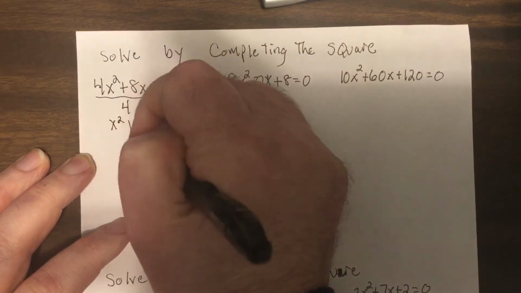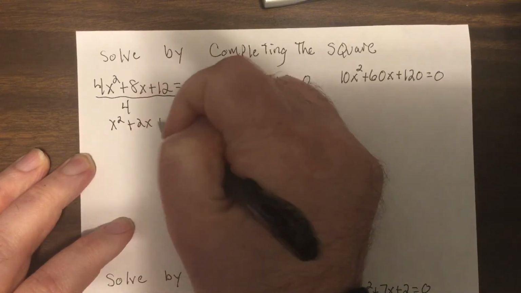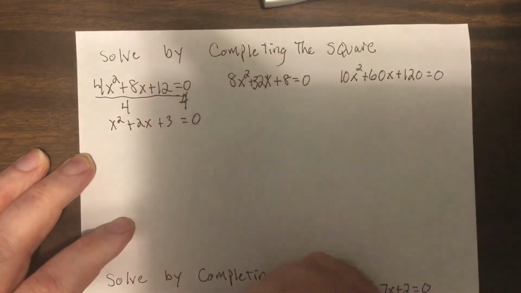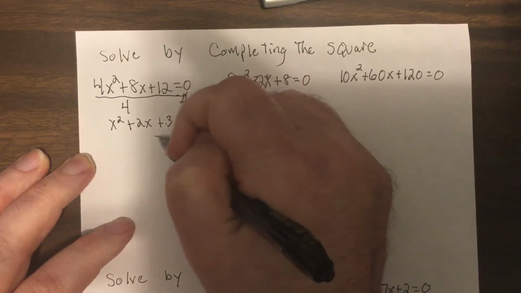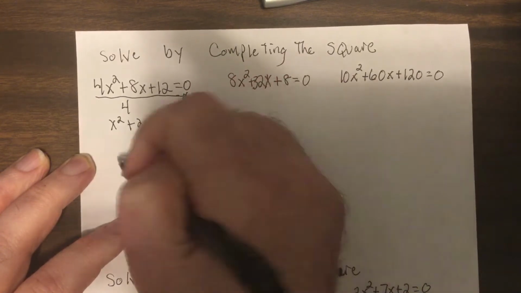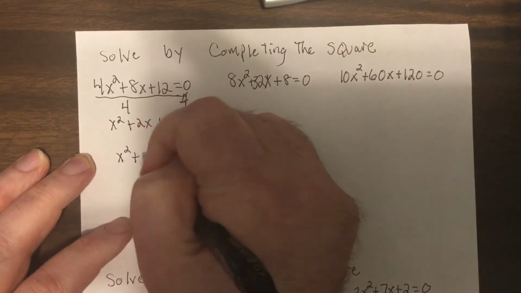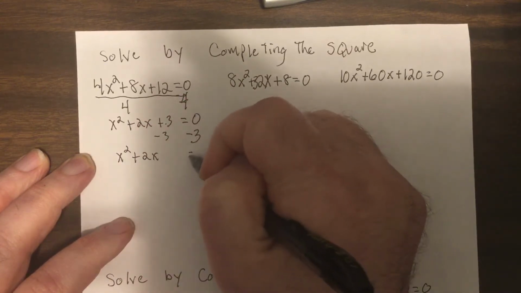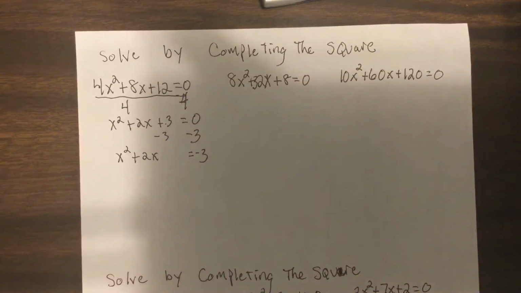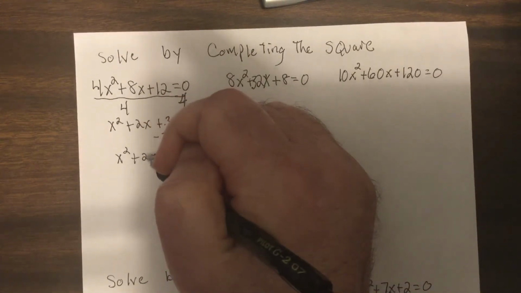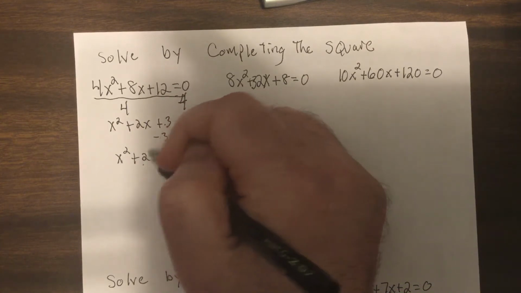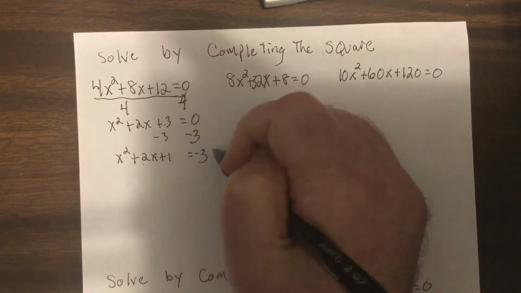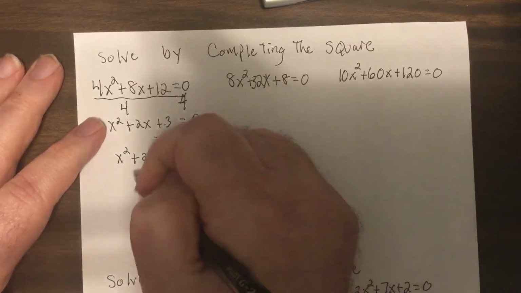So we have x squared plus 2x plus 3 equals 0. So then we get the constant to the other side, so we subtract 3. So x squared plus 2x equals negative 3. Then we're going to complete the square. So you take half of the number times x and squared. Half of 2 is 1, 1 squared is 1. Add it to both sides.